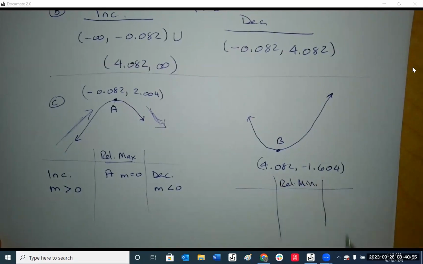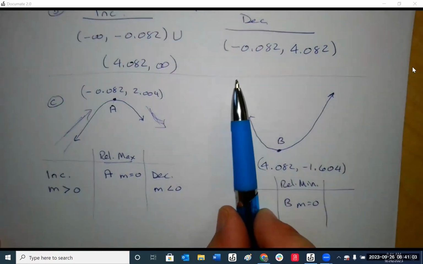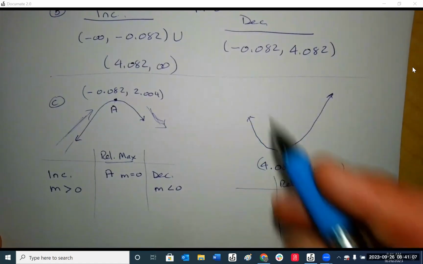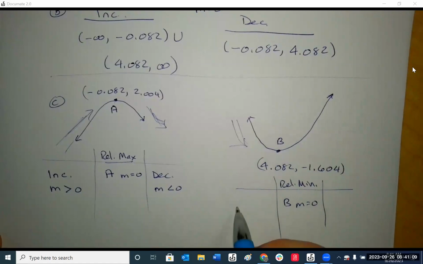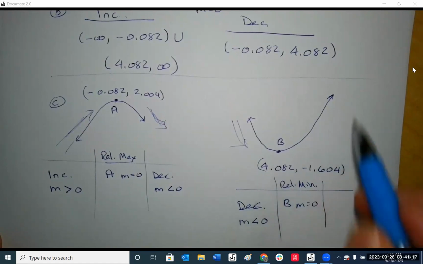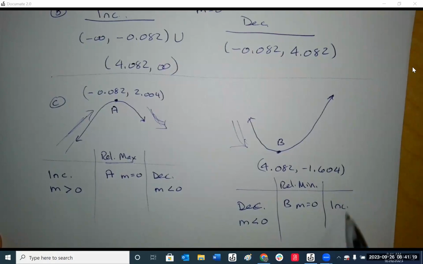Relative minimum at point B, again, the slope is 0. To the left of B, is the line going up or down? It's going down. So it's decreasing, which means our slope is negative. And then afterwards, it's going back up. So it's increasing. Our slope is positive.